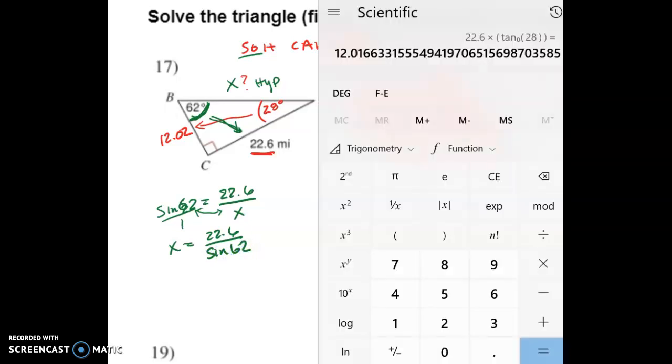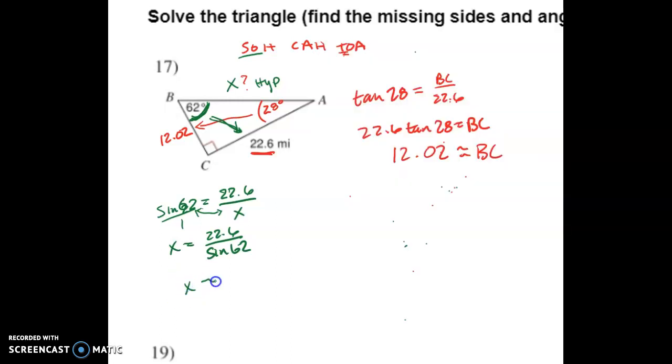Plug that into your calculator. Get about 25.6, or 25.59 rounded up. So x equals about 25.6.